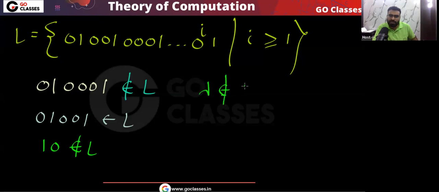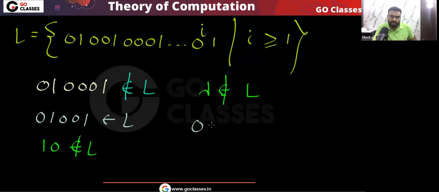Now in this language, tell me which strings are not in the language. For example, this string: 01, then 0001. Does this string belong to the language or not? This string is definitely not in the language. But you can notice 01 001 belongs to L. Very simple. For example, if your string starts with 1, then it is not in the language. The empty string is also not in the language.